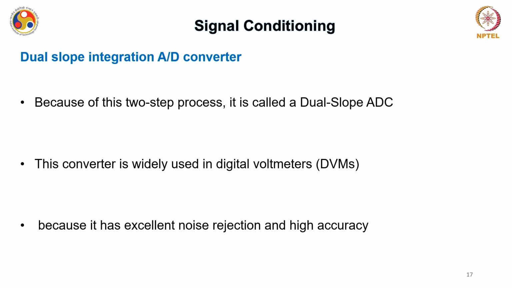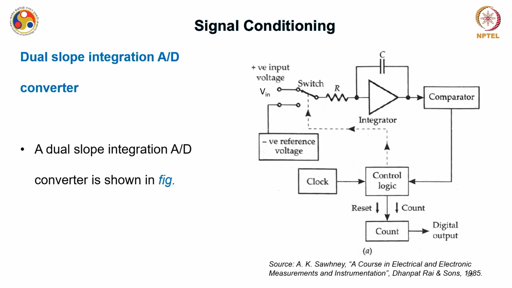Because it involves this two-step integration process, it is also known as the dual slope ADC. In fact, there are two different slopes involved. We will see this in our discussion. This converter is widely used in digital voltmeters, or DVMs, because it has excellent noise rejection and also high accuracy. A dual slope integration AD converter is shown over here.